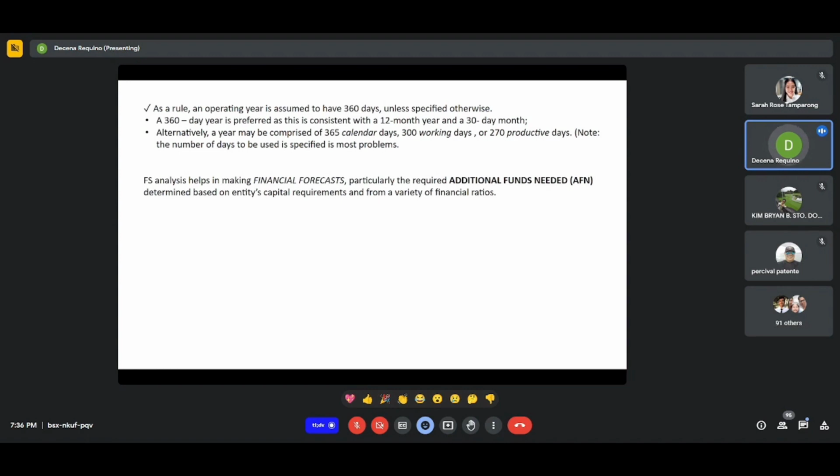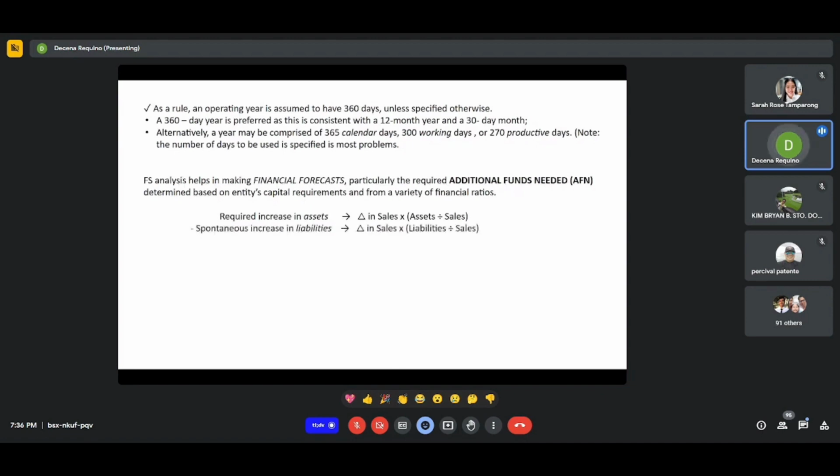Financial statement analysis helps in making financial forecasts, particularly the required additional funds needed or yung AFN, determined based on entity's capital requirement and from a variety of financial ratio. Yung asset is change in sales times yung asset divided by sales.